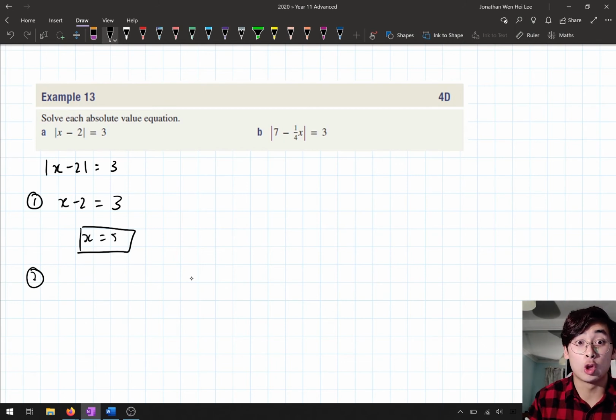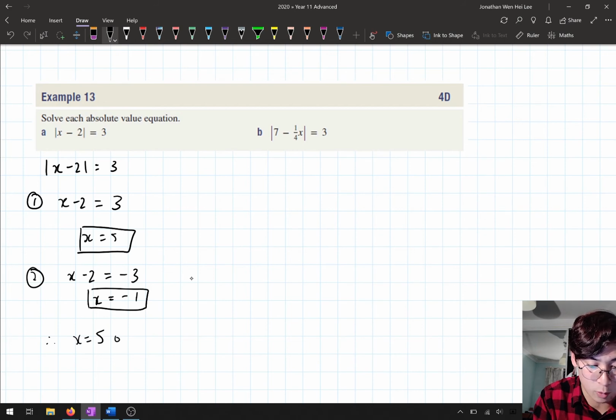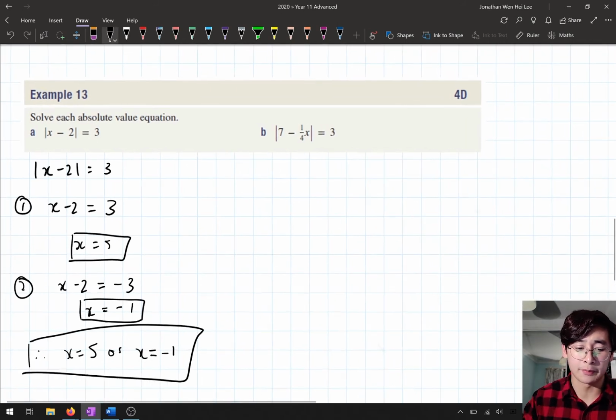Because 3 is positive, we have to look at the second case, which is when x minus 2 is equal to negative 3. So here, x is going to equal minus 1. So for this example here, therefore, x is equal to 5, or x is equal to minus 1. Okay, hopefully we're starting to get the gist of it.